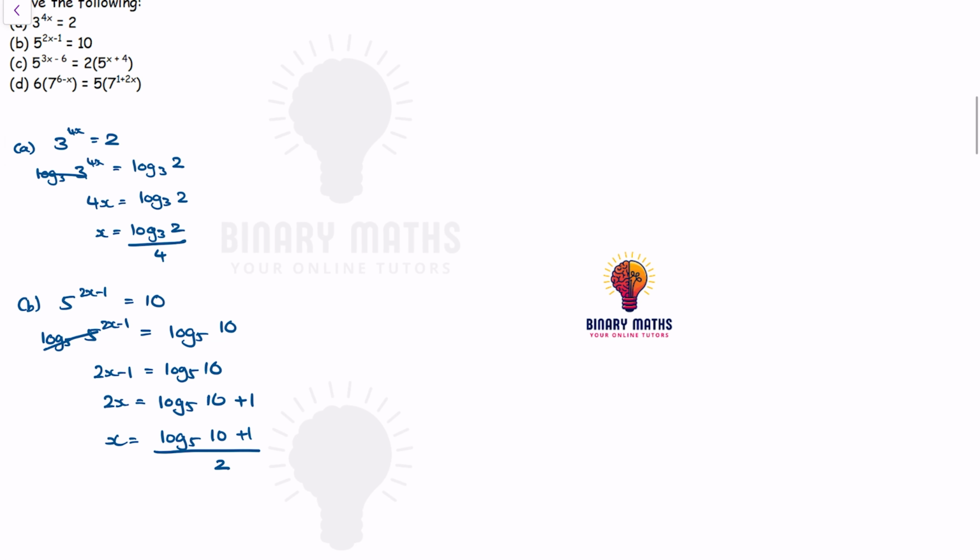Let's go to C now. Here, 5 to the power of 3x minus 6 is equal to 2 times 5 to the power of x plus 4. Now I can see I've got base 5 on both sides, so what I'll try to do is get everything with the base 5 to the left-hand side. So I would do 5 to the power of 3x minus 6 divided by 5 to the power of x plus 4 must be equal to 2.